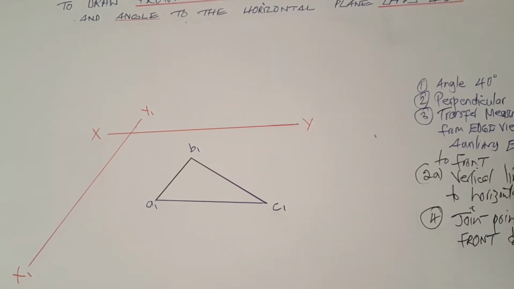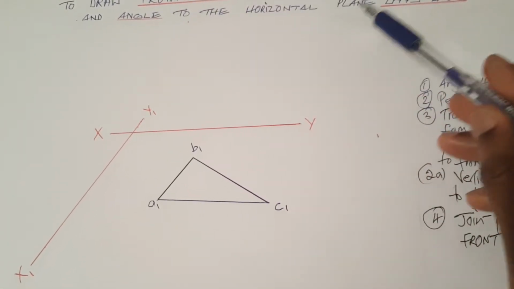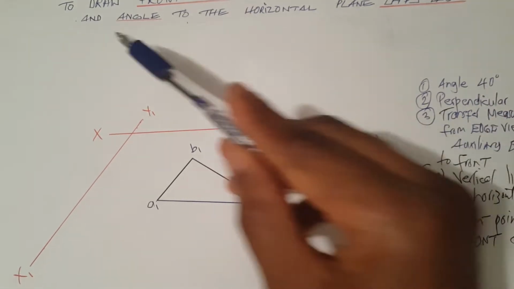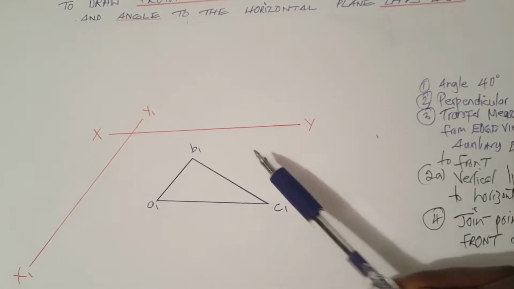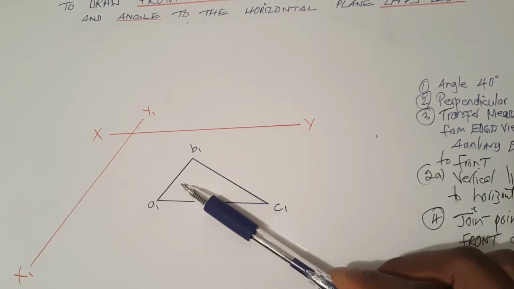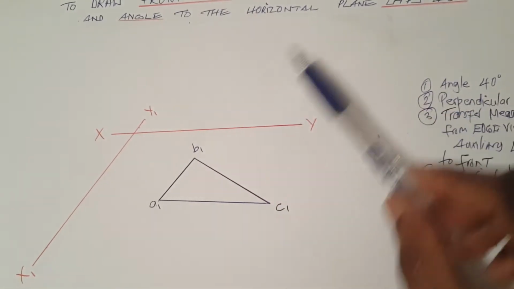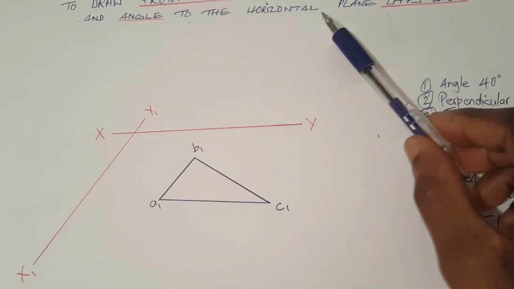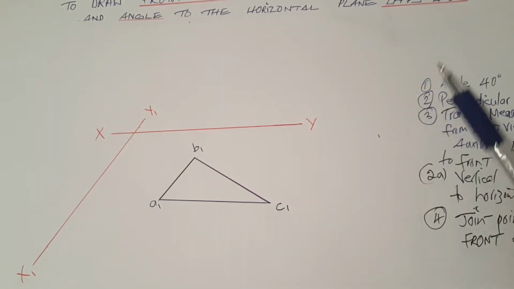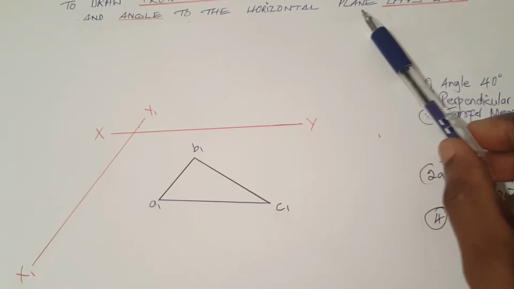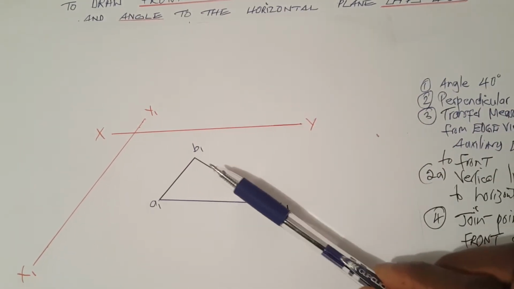At the end of this video, you should know how to draw the front view when given the auxiliary elevation and an angle to the horizontal plane. In this case, we have the plan view and the angle to the horizontal plane, which is 40 degrees, and here we have the plan view.